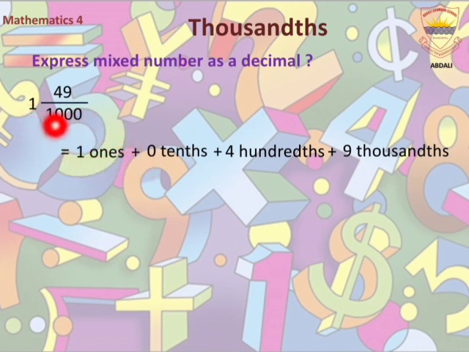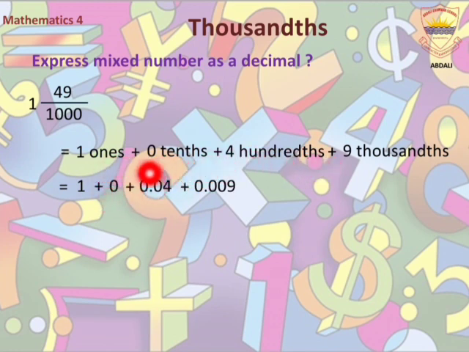Here student, at the numerator place 2 digits are written, 4 and 9. Here the value of tens is 0. We write 0 tens, 4 hundreds, and 9 thousands. Student, at the numerator place only 2 digits are given, so the value of tens is not given, so we write 0 with tens. Now student, we follow our second step.